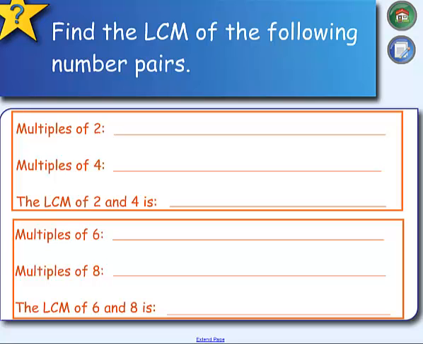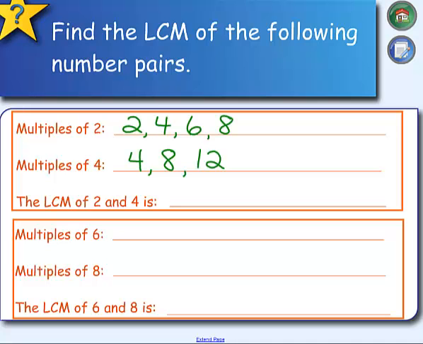So here we have the multiples of 2. We start with 2 times 1 is 2, 2 times 2 is 4, 2 times 3 is 6, 2 times 4 is 8. Now let's go back to the multiples of 4. 4 times 1 is 4, 4 times 2 is 8, 4 times 3 is 12, and these will continue on and on forever. But I don't have to keep going because I notice I have two numbers that match.